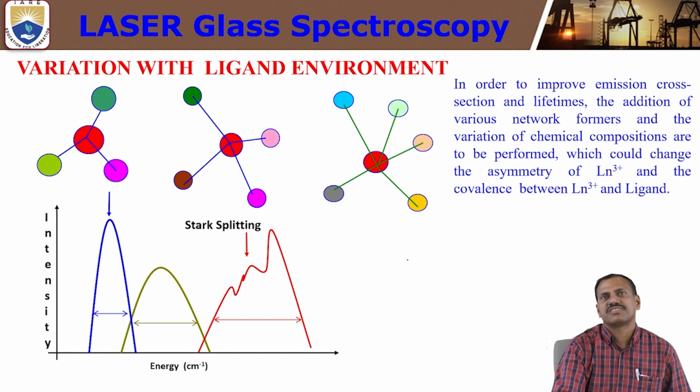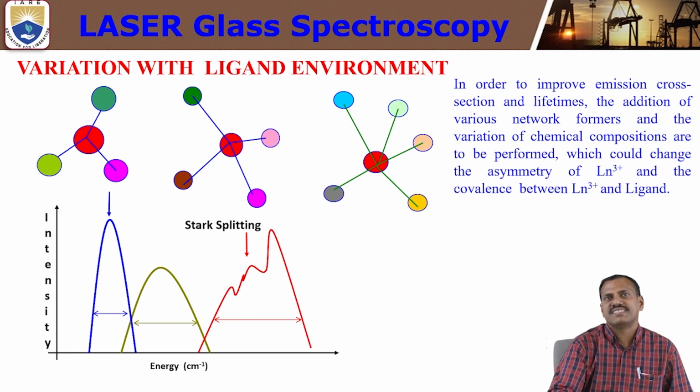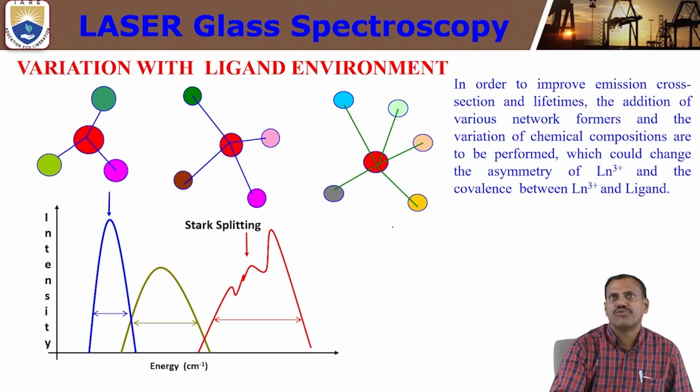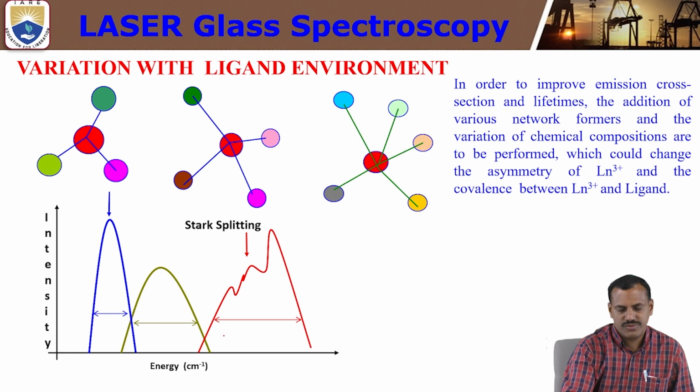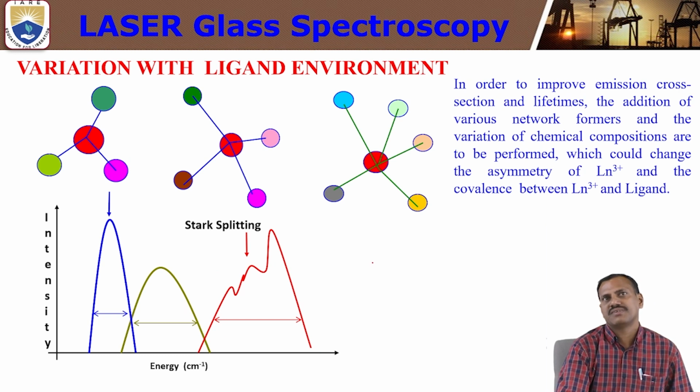That is Stark splitting, so degeneracy is lifted. At that time splitting takes place because you are adding more ligands into the lanthanide doped material. Whenever more ligands are added to the lanthanide doped active ion, Stark splitting takes place. If you have only 3 types of ligands added to the lanthanide ions, you get sharp peaks. If we add 4, we get broader peaks. If you add more than 4, it can split into different emission peaks. So this is called Stark splitting.